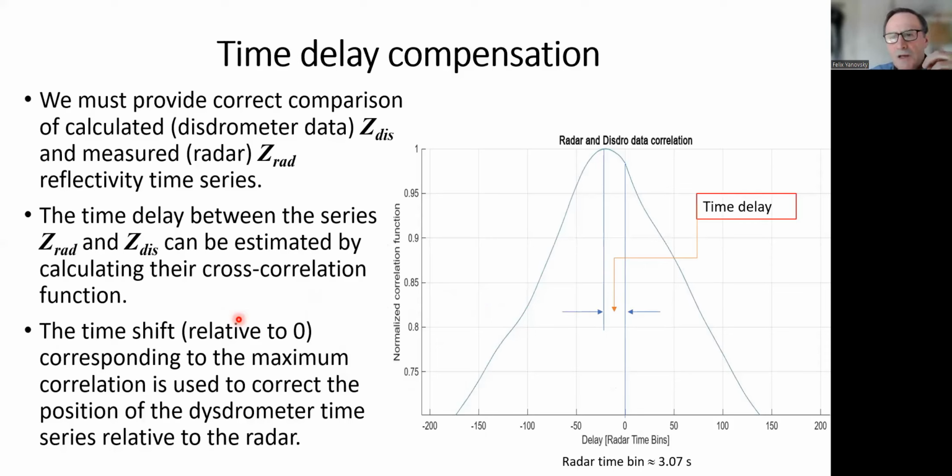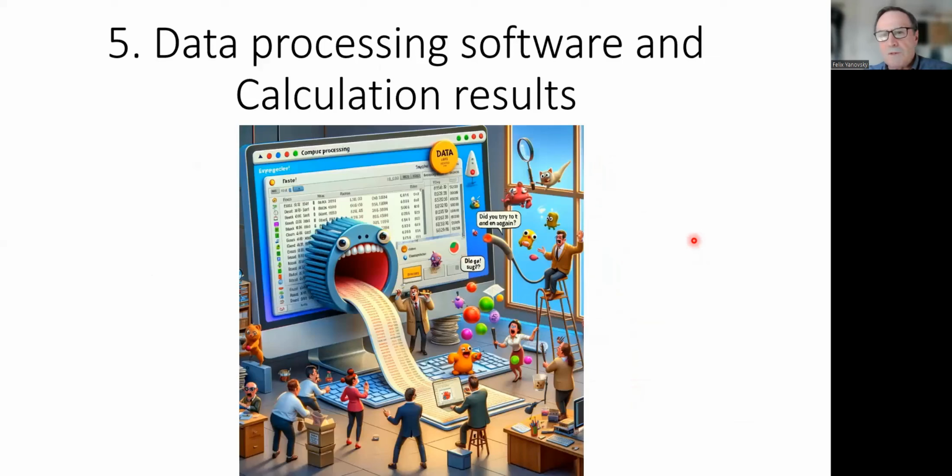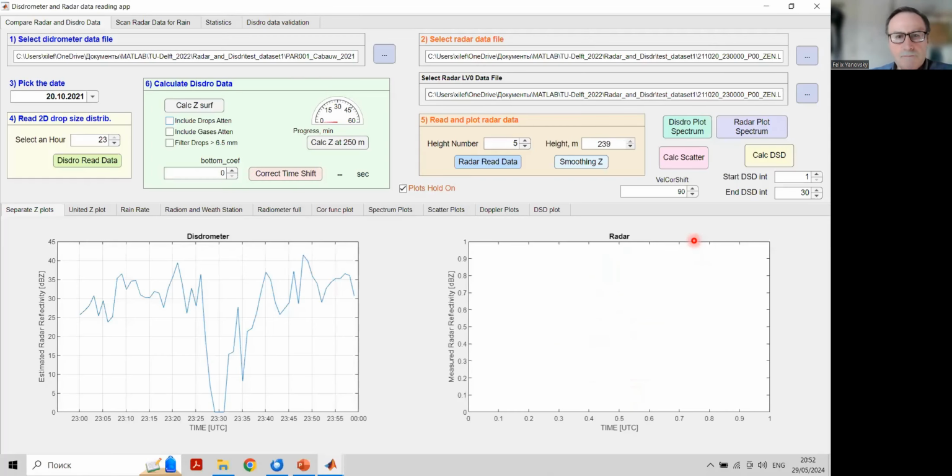Time delay can be estimated by using the mutual correlation function between the series of radar and the disdrometer data, and the difference between 0 and the maximum of the correlation function can be used as time delay. So all these mathematical models have been used to develop the software tool with a friendly interface for data processing, and I will explain it now and show some calculation results.